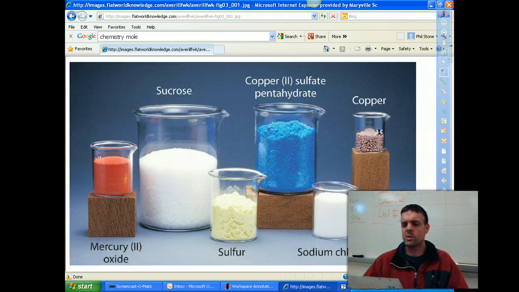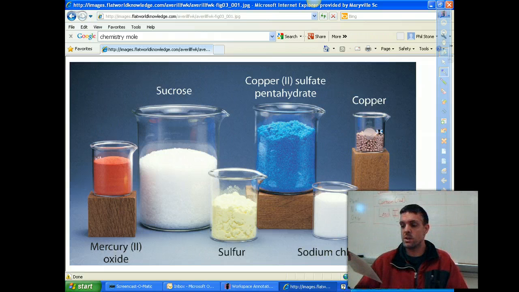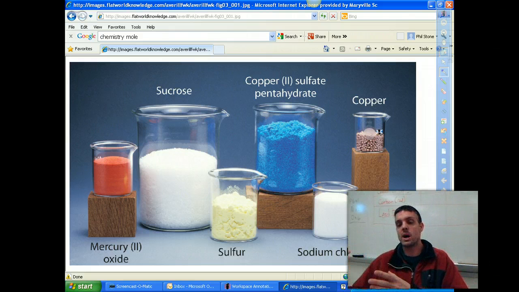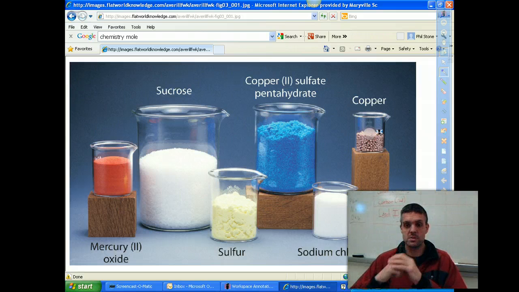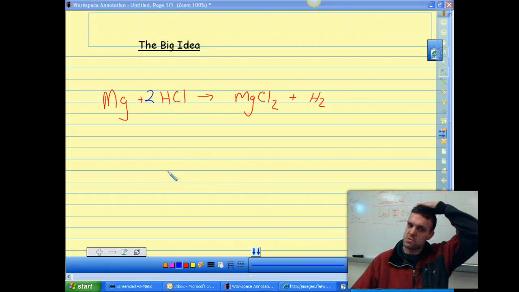But sodium chloride, you can't find sodium chloride on here. Now you can find sodium and you can find chlorine, but you have to add those atomic masses together, and then you'll know that you have a mole of sodium chloride molecules.